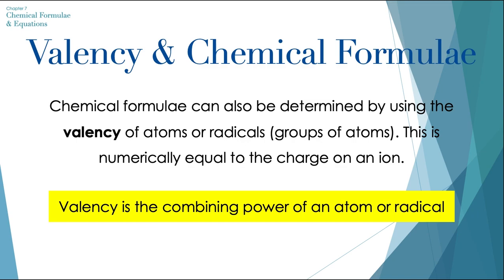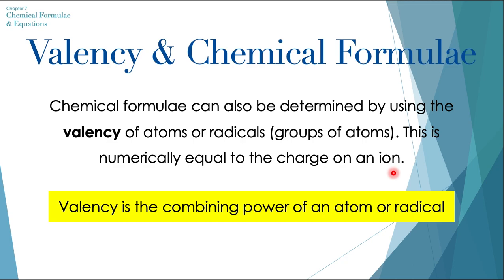They're either more than 2 or less than 7, and so that causes them to not bond ionically but covalently. So covalent bonding is an alternate to ionic bonding for these groups, okay? So the valency is numerically equal to the charge on an ion.